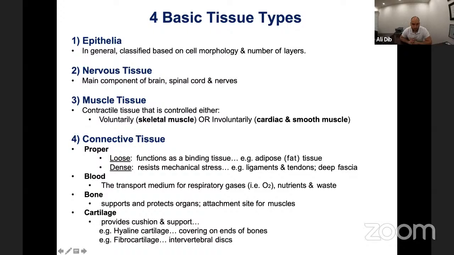Okay. Then we have nervous tissue, and that just refers to nerves. The main components involve the brain, which is the control center. That's the executor of function. The spinal cord, which is the thing that connects everything, and the nerves that come out of it. So we have the peripheral nerves that come out, exit the spinal cord, and go on to muscles to cause contraction and receive feedback through sensation. Okay.